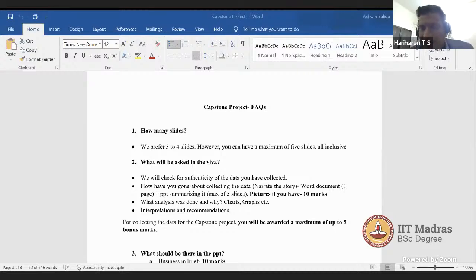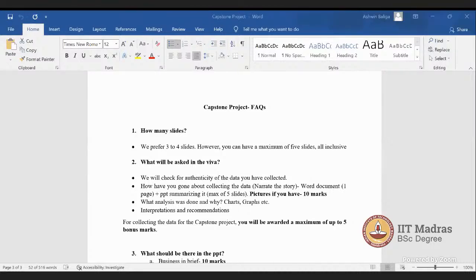If the nature of data, in the sense, is it revenue data, or is it profit data, or is it cost data, inventory data, or is it about the people, human resource data, or it's a combination of all these things? Okay, you can write about this.